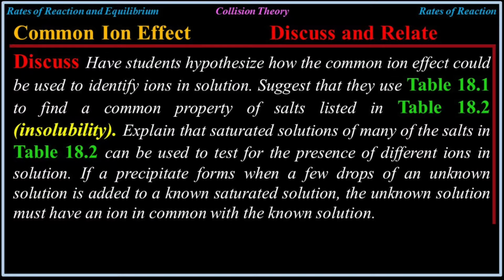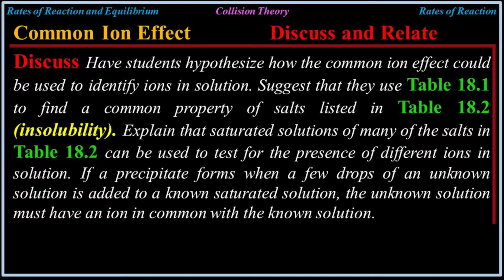Have students hypothesize how the common ion effect could be used to identify ions in solution. Suggest that they use Table 18.1 to find a common property of salts listed in Table 18.2 in solubility. Explain that saturated solutions of many of the salts in Table 18.2 can be used to test for the presence of different ions in solution.